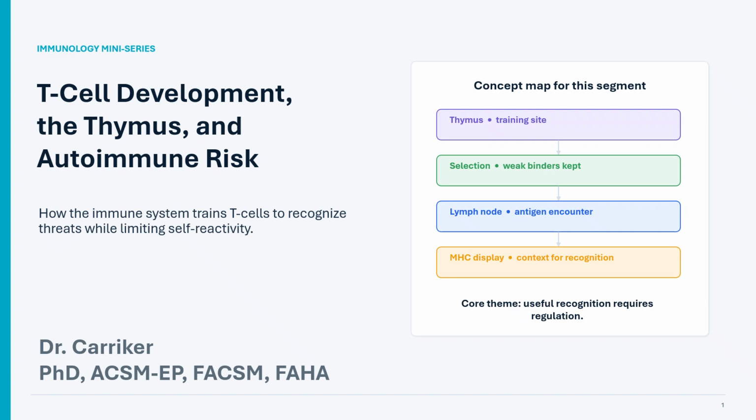So this mini lecture on T cell development and the thymus and autoimmune risk is a conceptually important part of the unit because it explains how the body trains T cells. And if we understand this selection process, then we're much better prepared to understand both normal immune defense and the major pathway into autoimmune disease. So the premise of today, we'll get through discussion of thymus selection and then how that process works to train T cells to recognize threats.